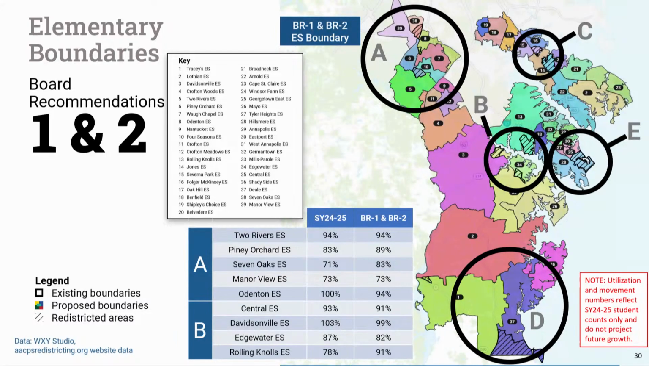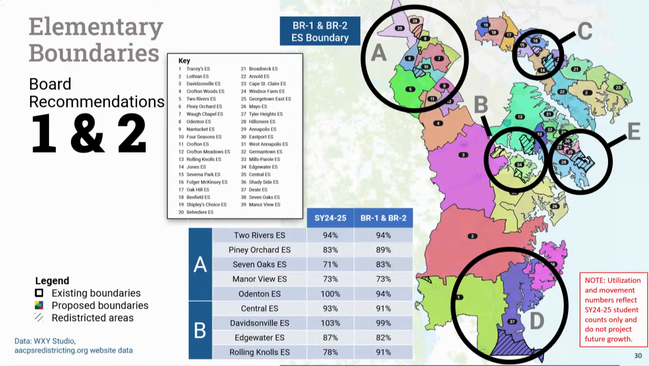And the western portion of the Odenton Elementary School, proposed to be rezoned in SR1 and SR2, would move to Seven Oaks Elementary School instead of being split between Seven Oaks Elementary and Manor View Elementary. Additionally, a slight boundary change is made to the addresses of 442, 444, and 448 on the North Tuxant Road to Odenton Elementary School. For Area B, BR1 and BR2 maintains the recommendations in SR1 and SR2 for students moving from Davidsonville Elementary School to Central Elementary to maintain most of Davidsonville's current boundaries and adjust boundaries for a portion of Central Elementary School students to Edgewater Elementary.